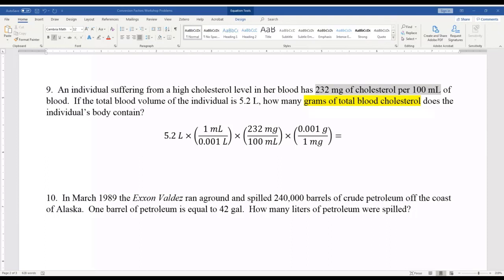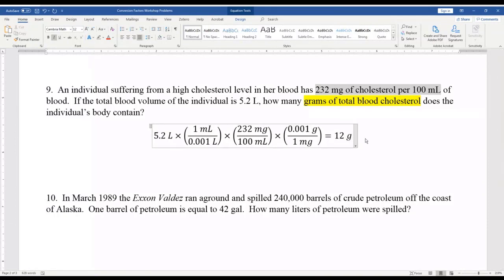And you'll get 12.064. But how many sig figs did we start with? Not 3. 2. Yeah, 5.2 is only 2 sig figs. So that means we only need 2 significant figures in our answer, and therefore our answer should only be 12 grams. Does that make sense?